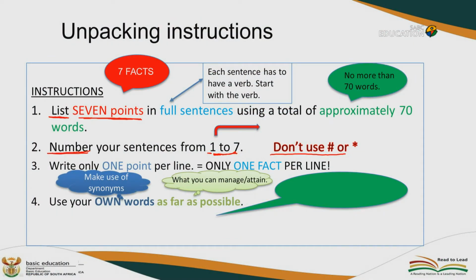Use your own words as far as possible. Here it says make use of synonyms. If you need to change certain words, you can use synonyms. And what do we mean by as far as possible? I have it as what you can manage, what you can attain. It doesn't mean you have to change the whole sentence, learners.